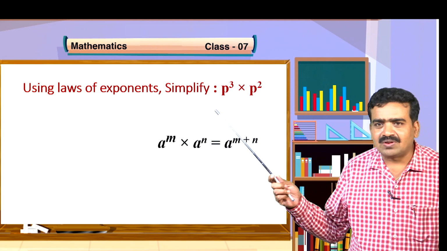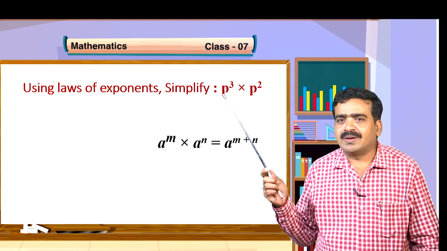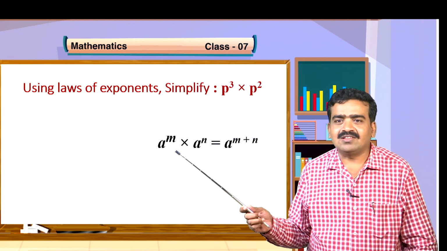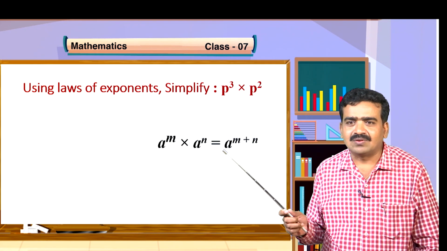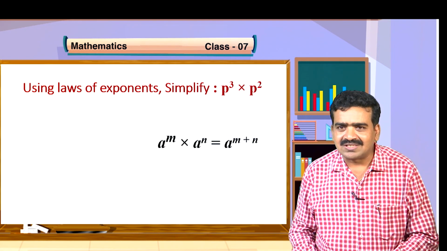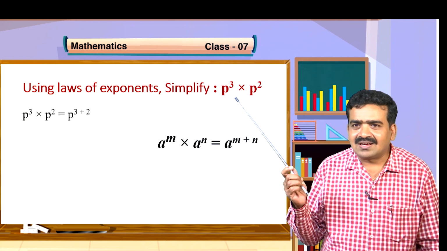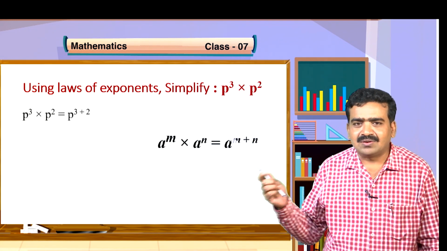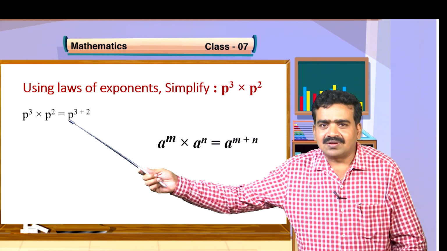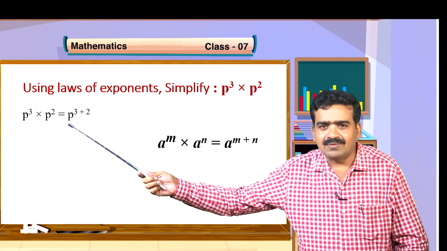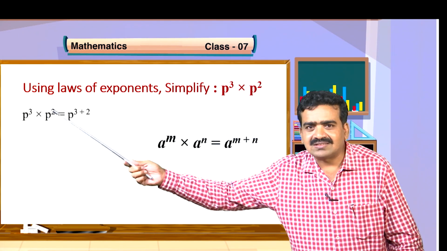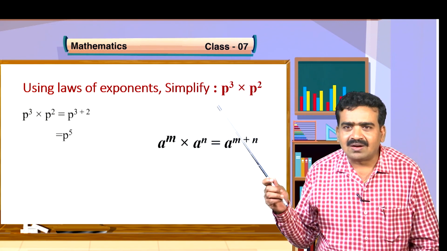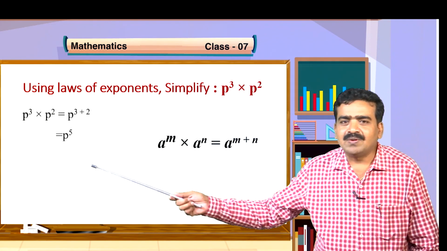So, here also we have to simplify this example by using law of exponent. We have already learnt about the law of exponent, that is a to the power of m into a to the power of n is equal to a to the power of m plus n, we have to use here. So, in this case the base in both the cases is p and exponents are 3 and 2. So, according to the law we have to write the base as same, that is p, then we have to add the exponents, that is 3 plus 2 which gives us 5. So, therefore, the simplified form of p cube into p square is p to the power of 5.